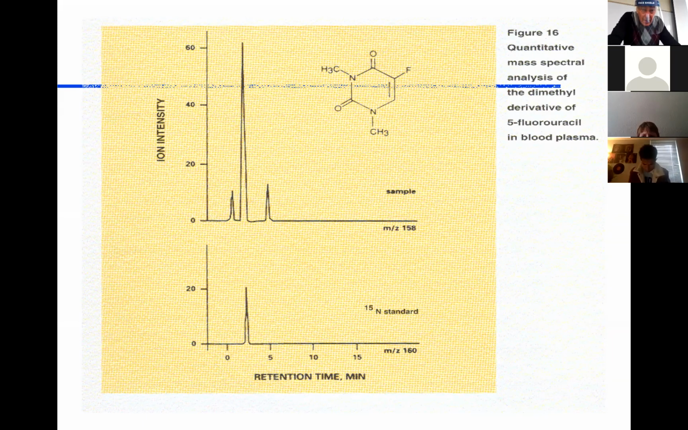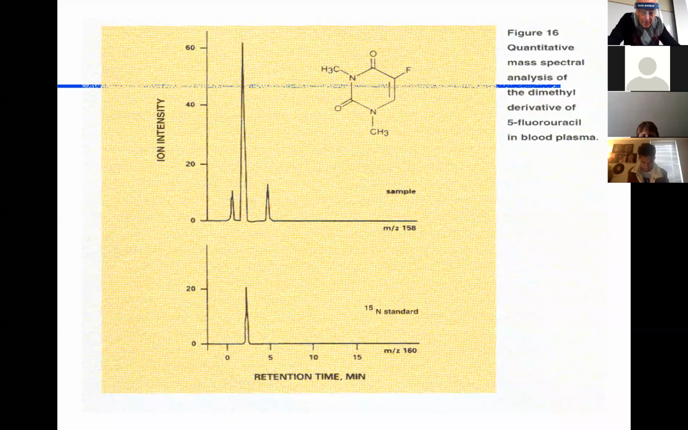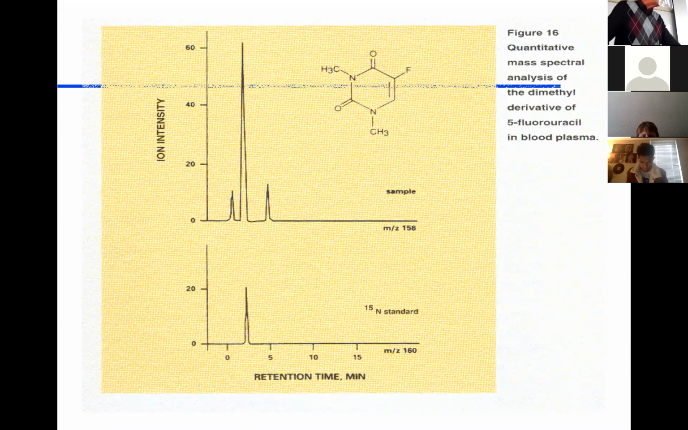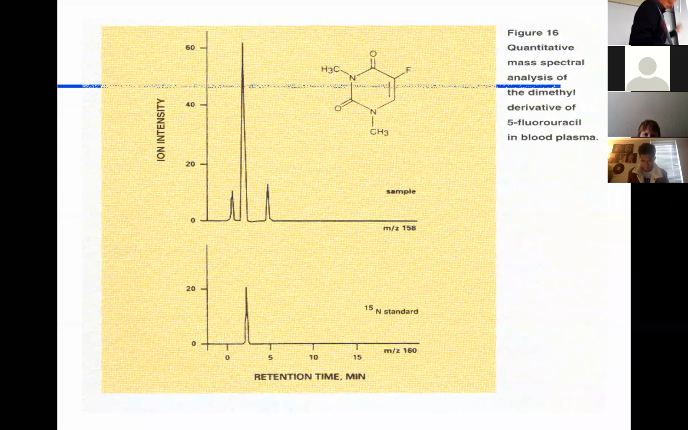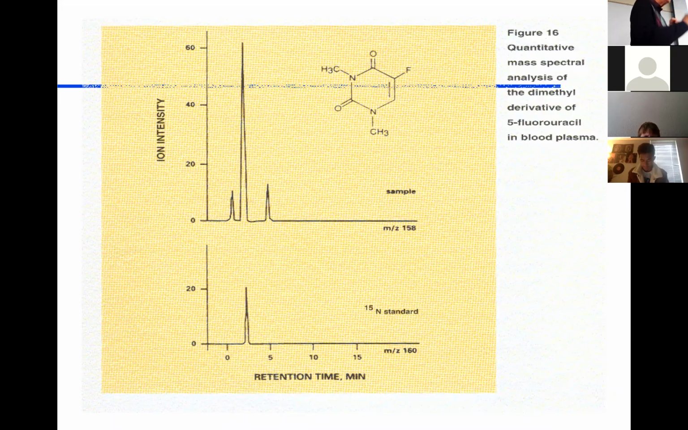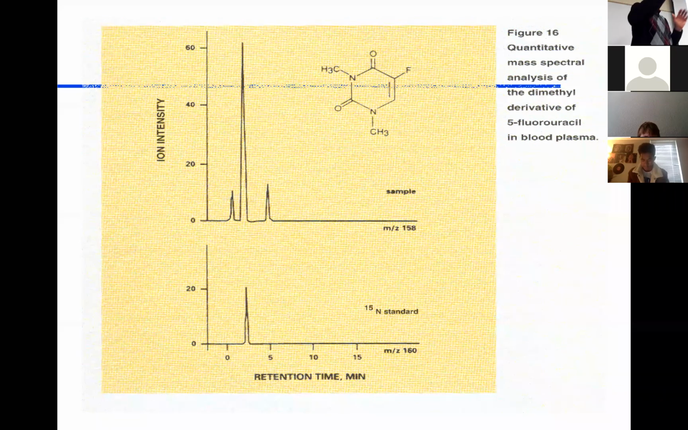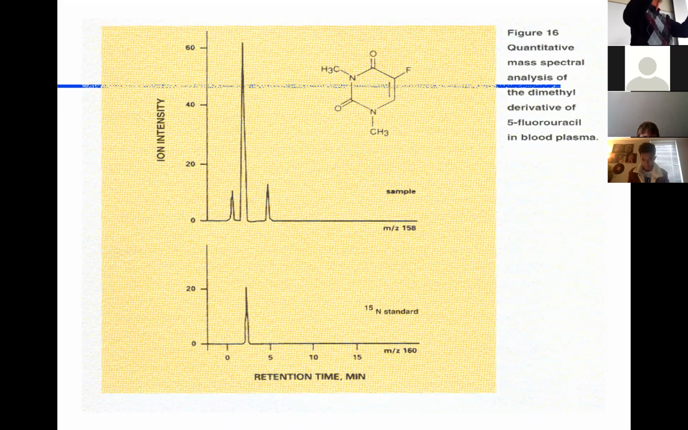And what is this? This is the dimethyl derivative of 5-fluorouracil. So, okay, you can then have your sample. You've added your isotope to your sample. You run the sample and you tell the mass spectrometer, measure only the mass that's going to come from this compound. Okay, that's our compound of interest. We're going to measure only that peak.